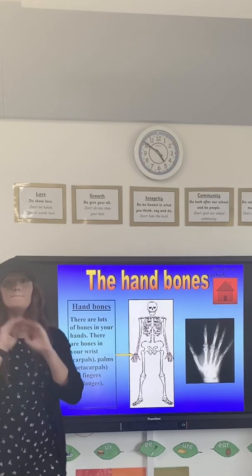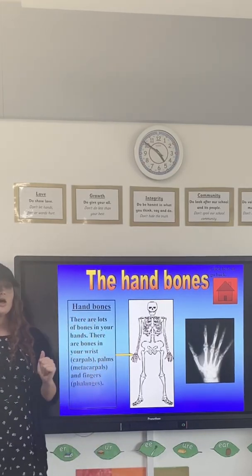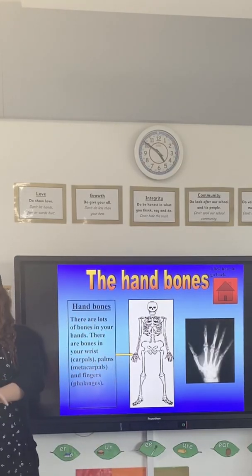We've got the bones in the hand. So we've got our carpals, which are our bones in our wrist.